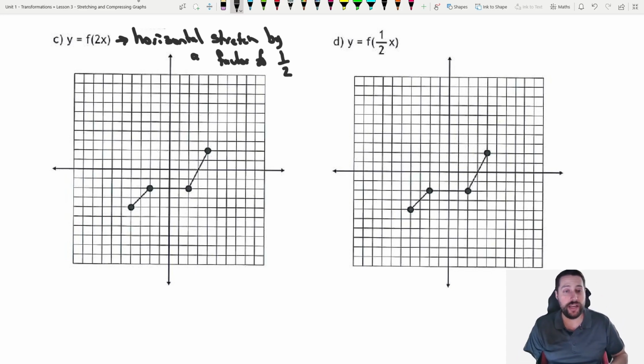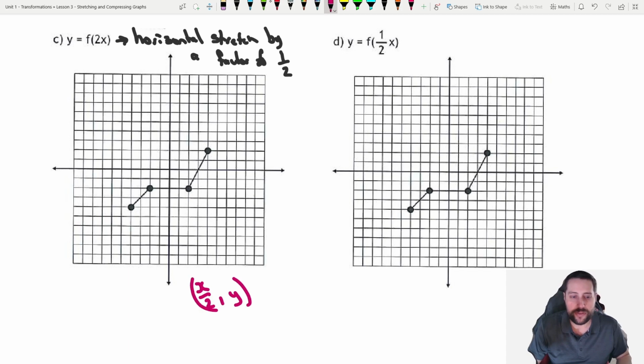Okay, so essentially, again, these are the exact same points as before. But now what we are going to do is basically divide all the x values by 2. Okay, so let's put our mapping notation in, and then we'll graph. So again, it's going to be x/2, but our y's are going to remain the same. Okay, so it's going to look like this.